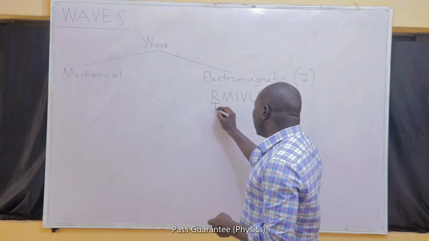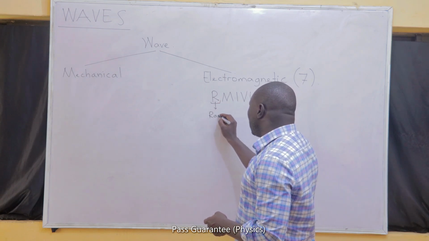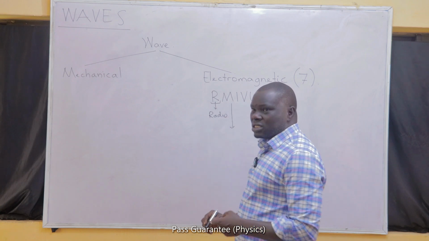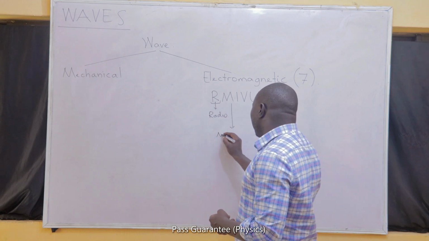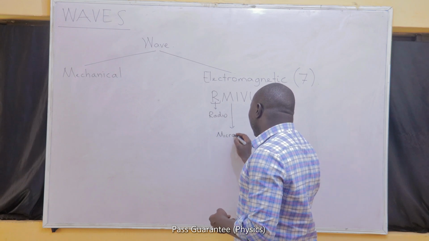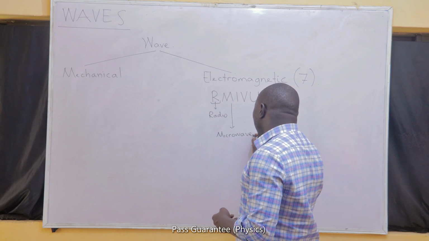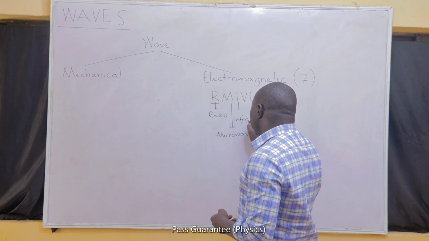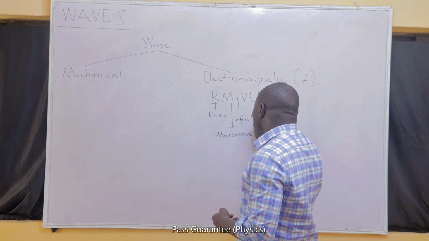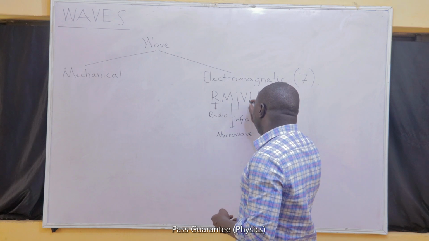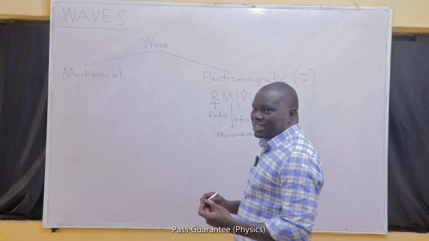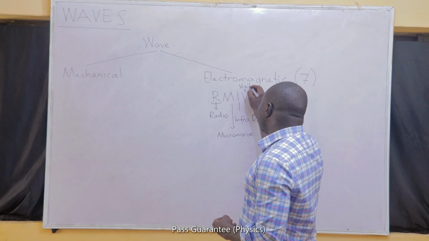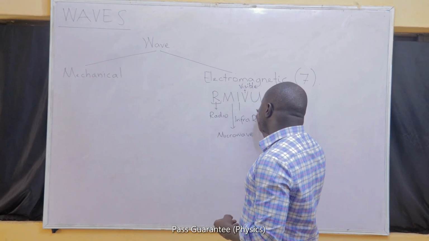The first one is the radio wave. The radio wave that is used for telecommunication is an electromagnetic wave. Microwave, we are all conversant with microwave, is also an electromagnetic wave. Infrared is the radiation or the wave that deals with heat. Visible light, this is just light that we can see. Visible light is also a very good example of an electromagnetic wave.